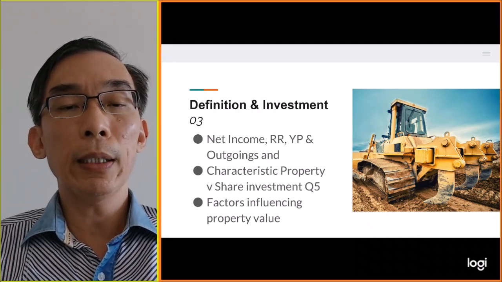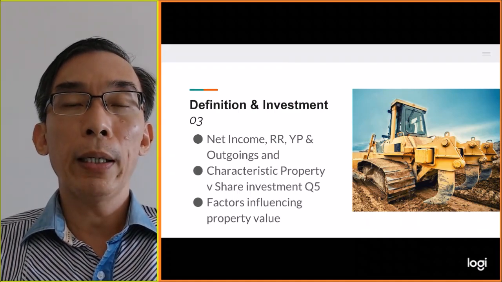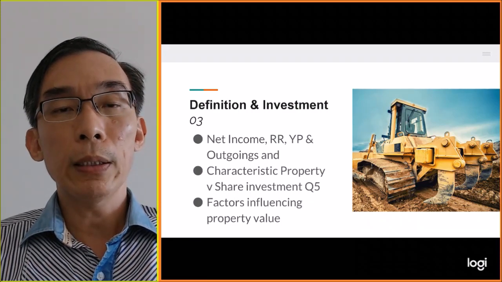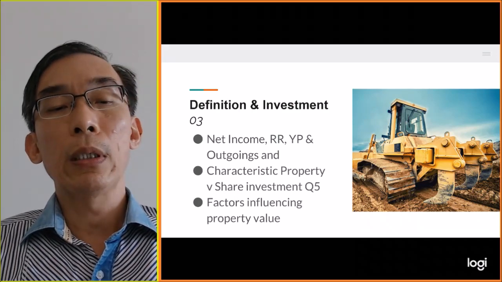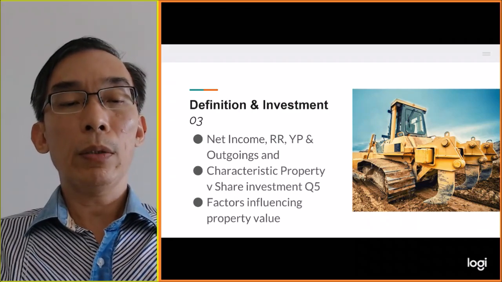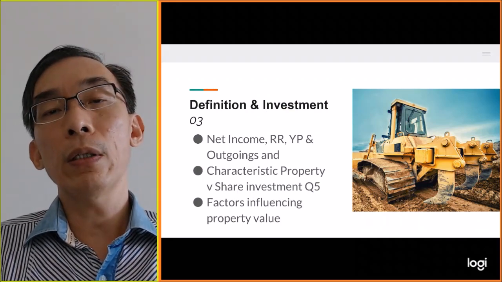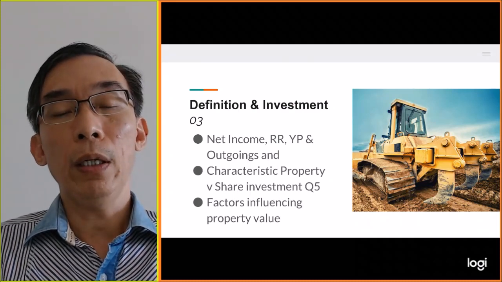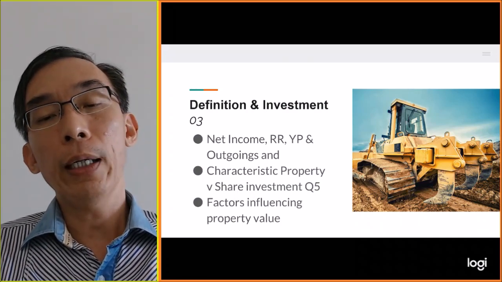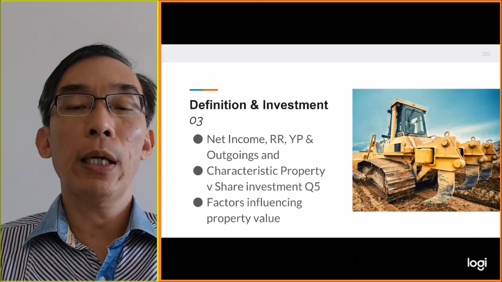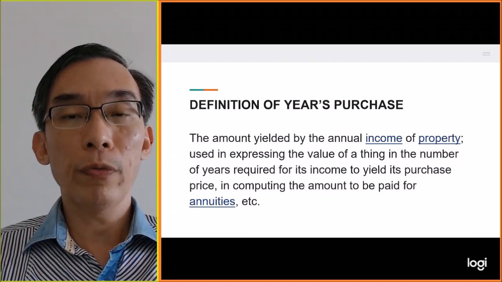Part C, or part three, is definition. There is a lot more to calculate in part A, part one and part two. But part three, which is giving definitions, has no more calculation. You just need to give what is rate of return, what is years purchase, what is outgoing, what is net income, characteristics of property investment versus characteristics of share market investment. What are the factors that influence property value? This type of question, I guess most people can write well. So this is a type of question that you should score also. And then definition of years purchase. All these definitions, some people need to memorize.